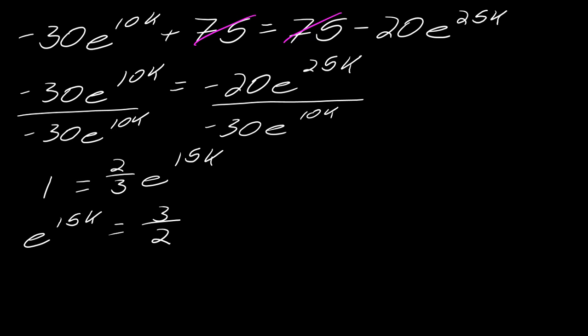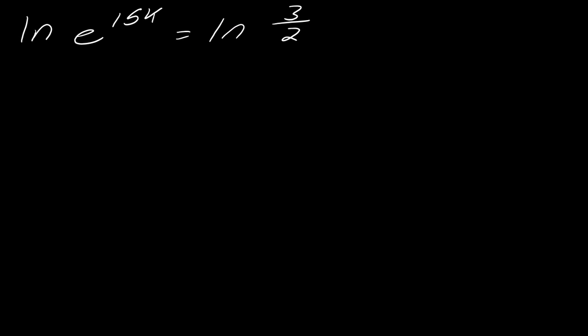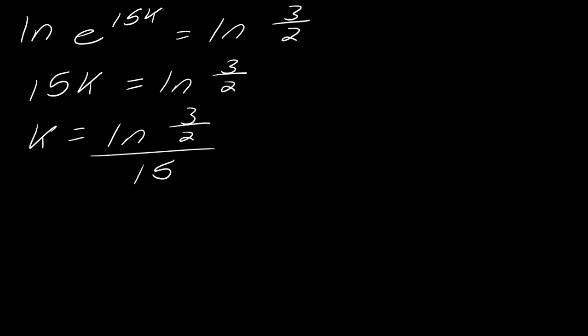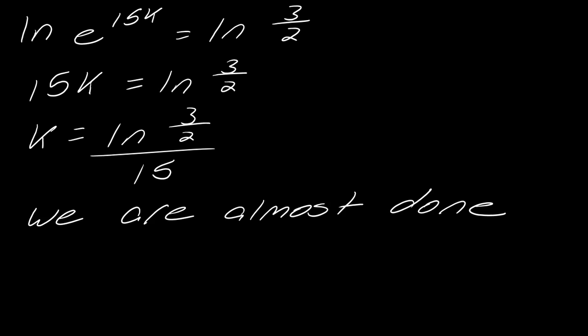Okay, continuing on, to solve for k, now I can take the natural log of each side. Now I've got this, and from working with natural logs, I can bring that 15k down, so I've really got this expression. Then my k is going to equal the natural log of 3 over 2, divided by 15. And so we are almost done, we're getting close.